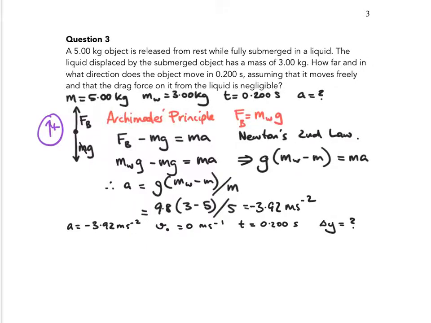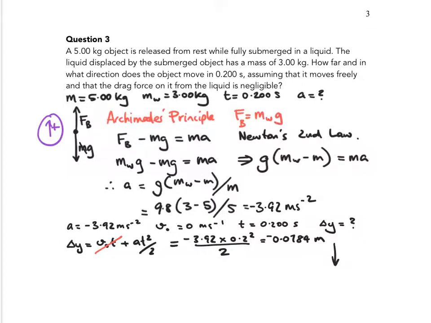That's what we're looking for, and we have an equation that says delta y is equal to v naught t plus at squared on 2. That's going to disappear, and we don't need to rearrange, we just have to put some values in now. We get minus 3.92 multiplied by 0.2 squared, divide by 2, that comes out to be 0.0784 meters. And it's a minus sign, which means we're displacing in the downward direction.